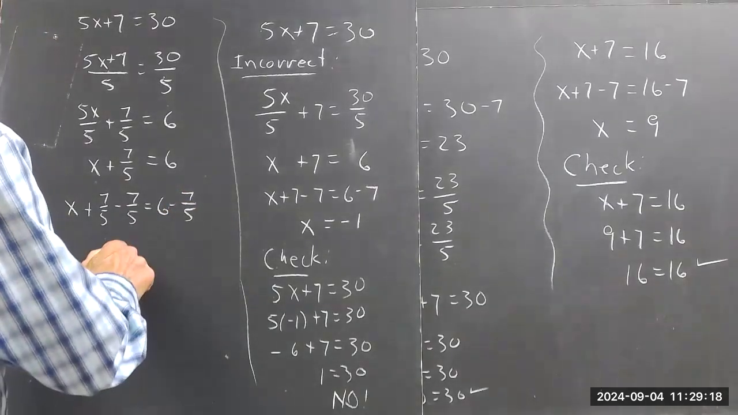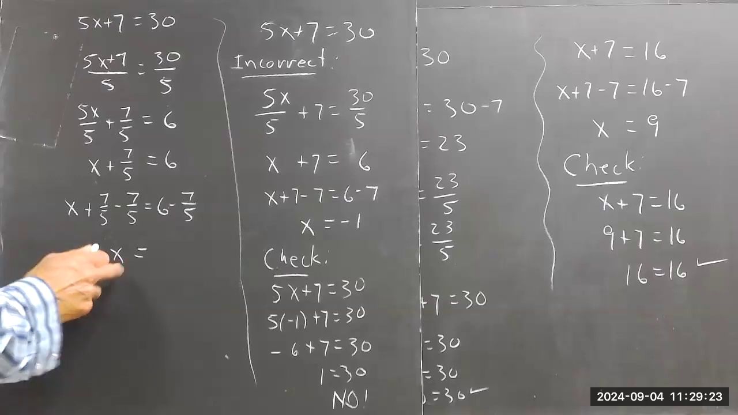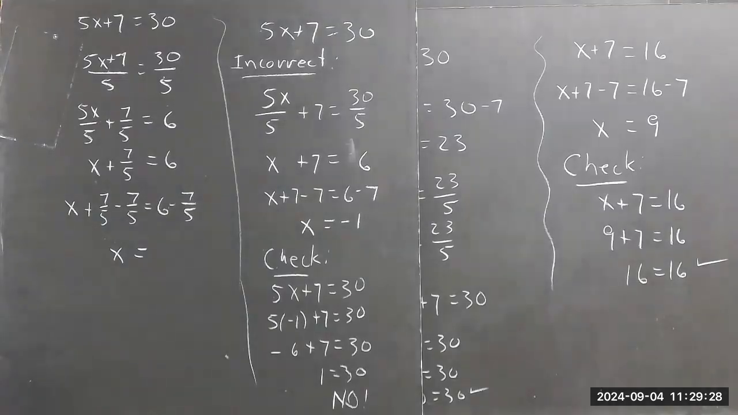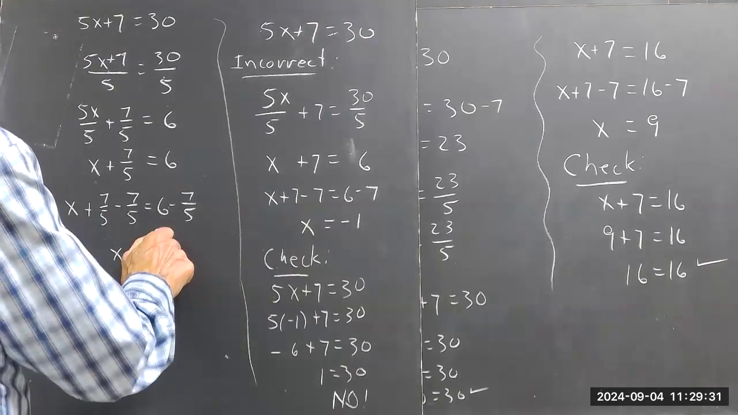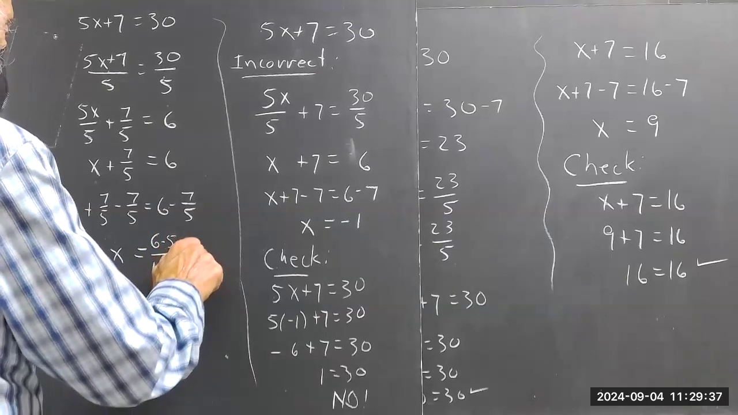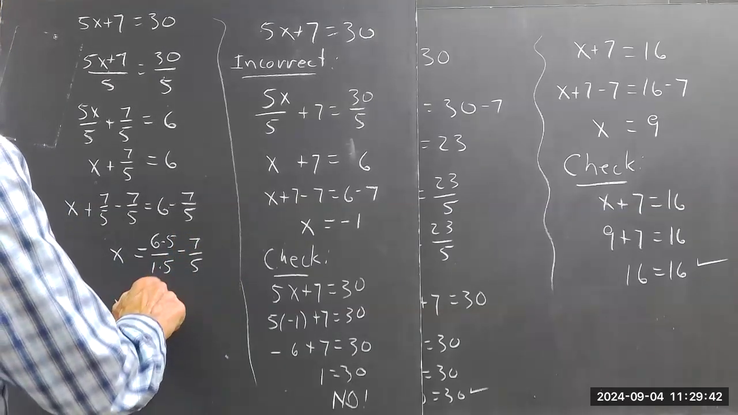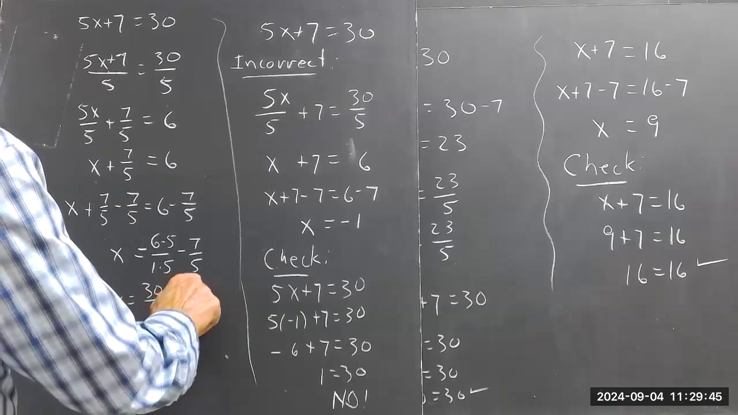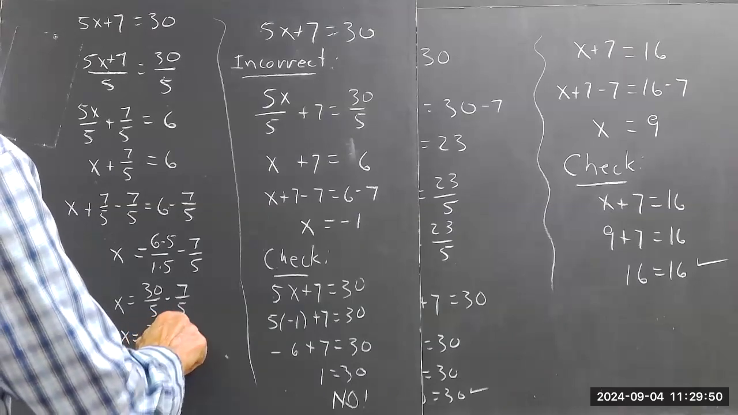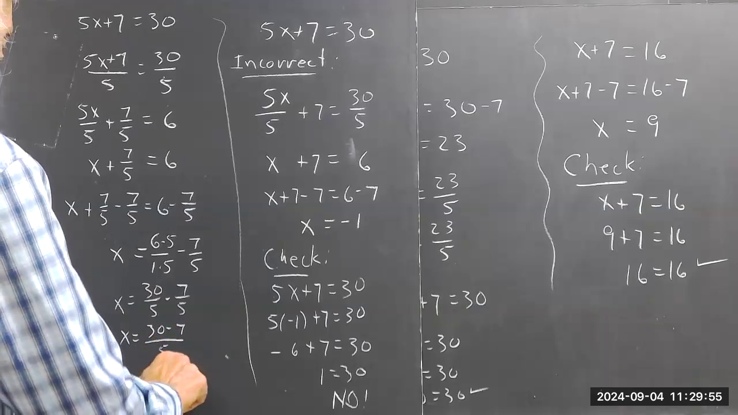Okay, well, clearly 7/5 minus 7/5 gives us 0. That leaves us x over here. It's 6. Well, we've got to use the common denominator. So that's 6 times 5 over 1 times 5, minus 7 over 5. x equals 30 over 5 minus 7 over 5. So x equals 30 minus 7 over 5. So x equals 23/5.